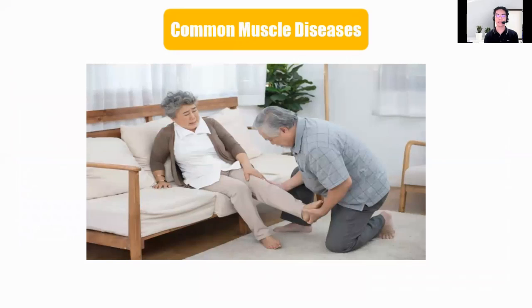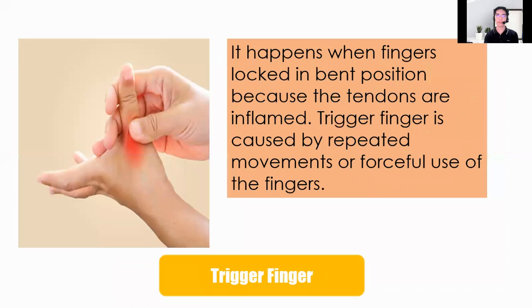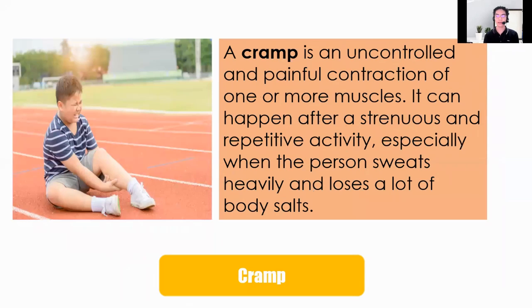Common muscle diseases. Trigger finger. Trigger finger happens when fingers are locked in a bent position because the tendons are inflamed. Trigger finger is caused by repeated movements or forceful use of the fingers. Cramp. A cramp is an uncontrolled and painful contraction of one or more muscles. It can happen after a strenuous and repetitive activity, especially when the person sweats heavily and loses a lot of body salts.